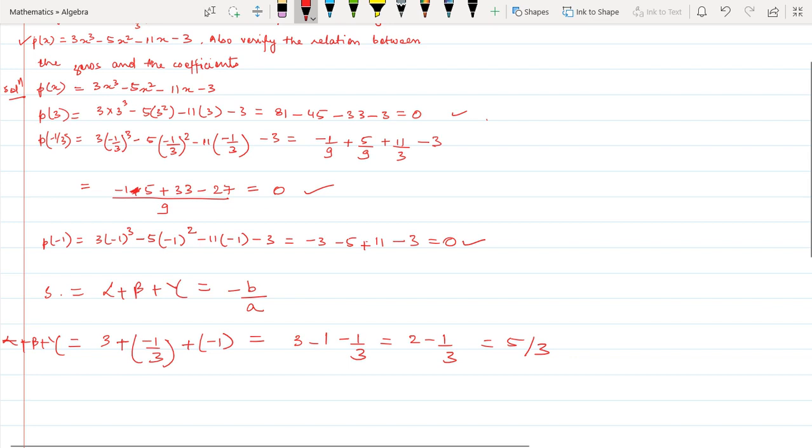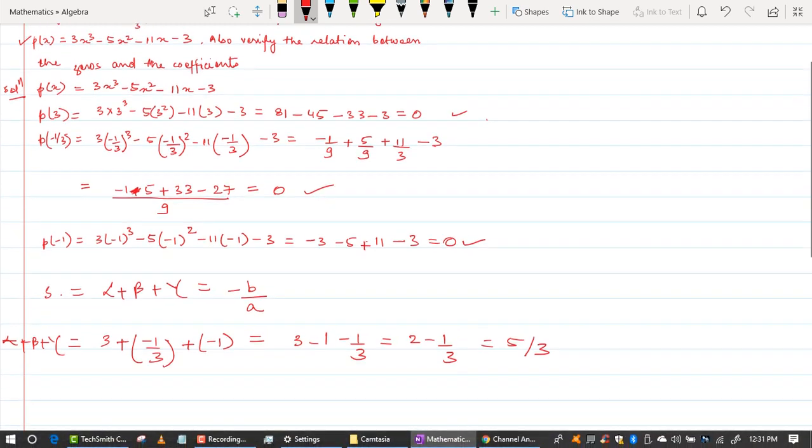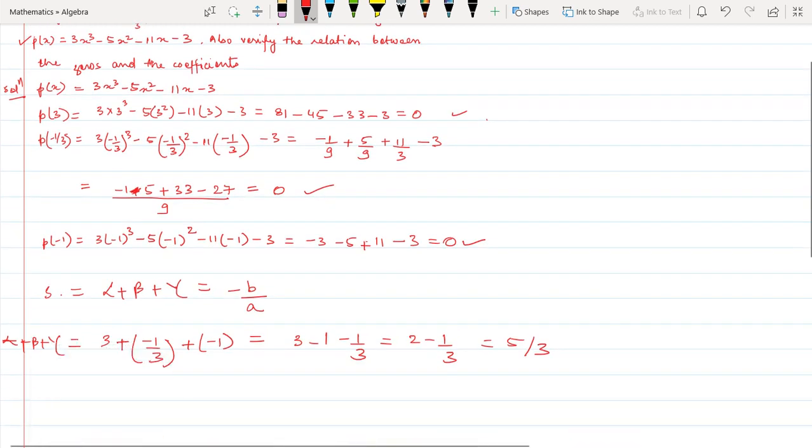Now alpha plus beta plus gamma should ideally be equal to minus of b by a, from the equation. Here, b in this equation is equal to minus 5. You see, b is this term. So if I have to expand here, a is equal to 3, b is equal to minus of 5, c is equal to minus of 11, and d is equal to minus of 3.